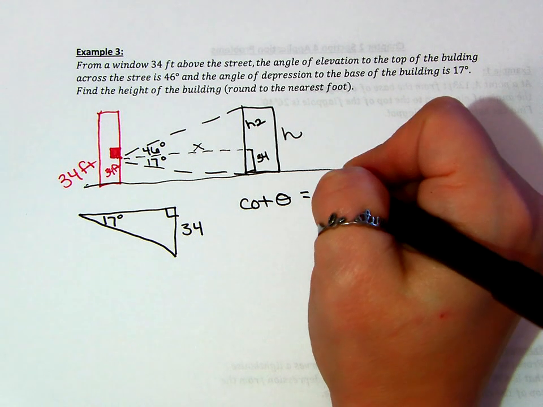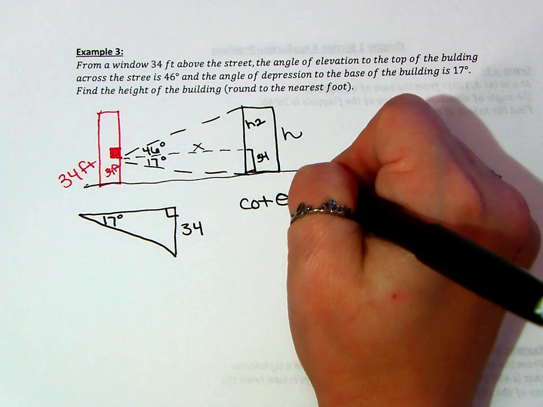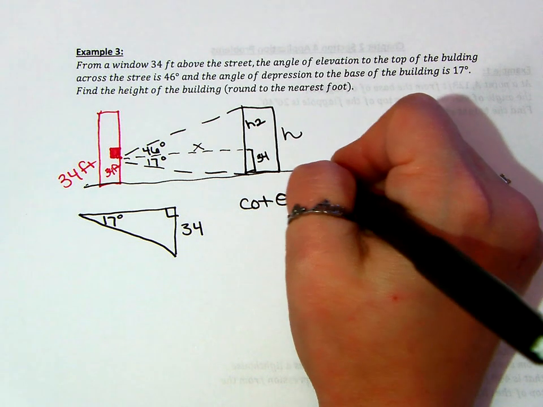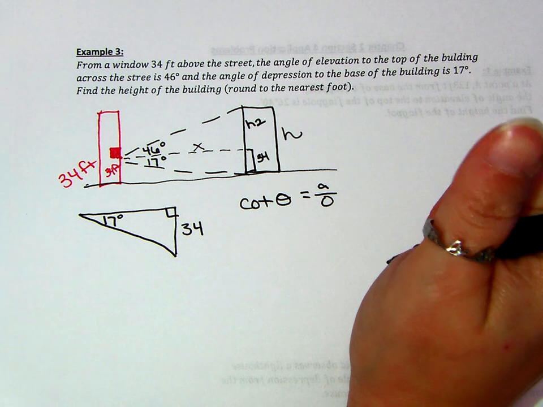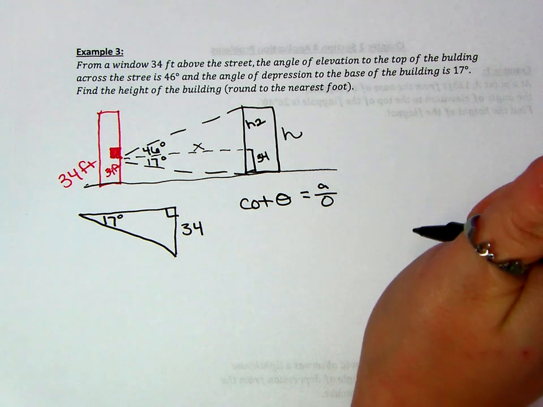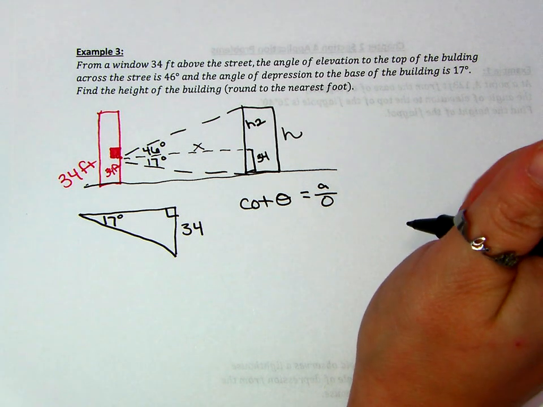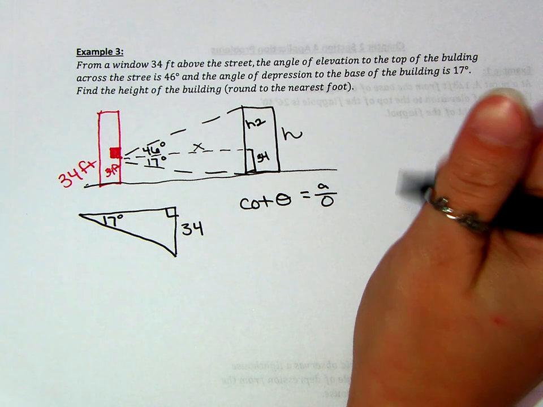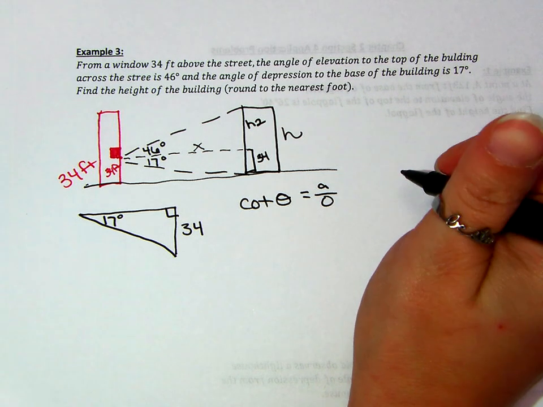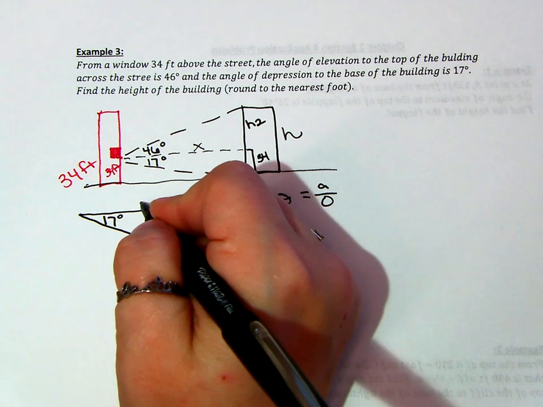A over O, adjacent over, yes. If you use tangent, it'll be O over A. You just have to do a little bit more algebra to do the manipulating. It's still going to work out the same way, because what we're missing is this side, our A, our adjacent side.